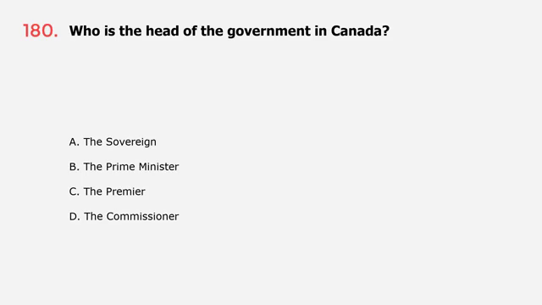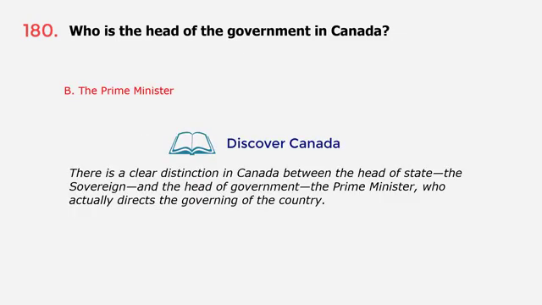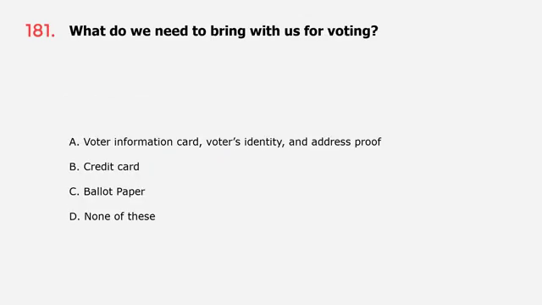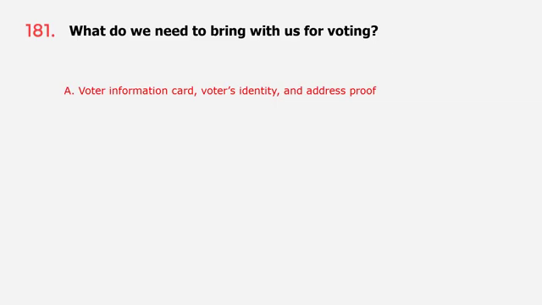Question 180. Who is the head of the government in Canada? A. The Sovereign. B. The Prime Minister. C. The Premier. D. The Commissioner. The answer is B. The Prime Minister. Question 181. What do we need to bring with us for voting? A. Voter information card, voter's identity, and address proof. B. Credit card. C. Ballot paper. D. None of these. The answer is A. Voter information card, voter's identity, and address proof.